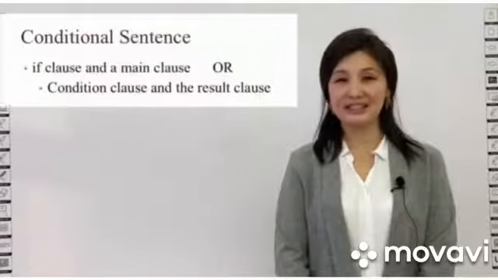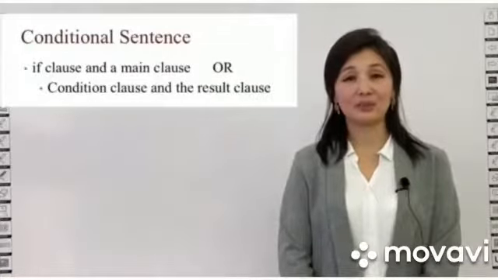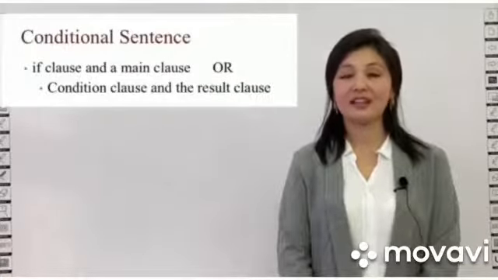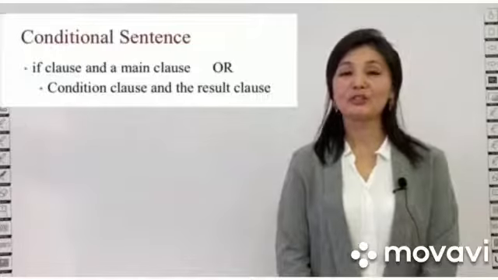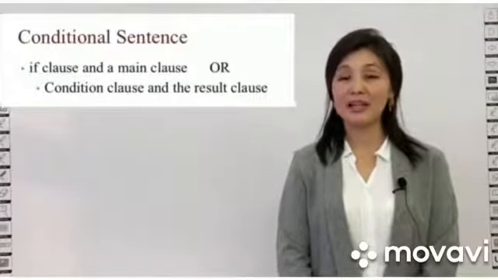Firstly, I'm going to tell you what conditional is. Conditional sentences consist of two sentences. They are condition and the result. We also call them if clause and the main clause.